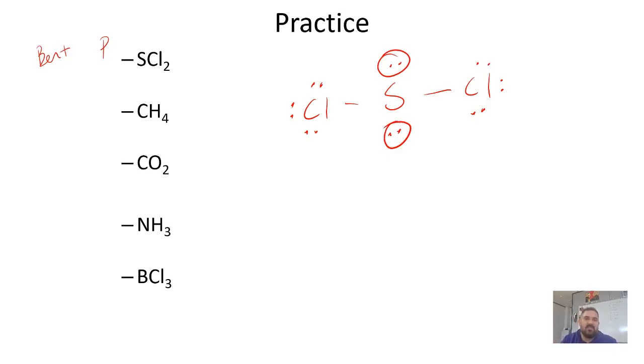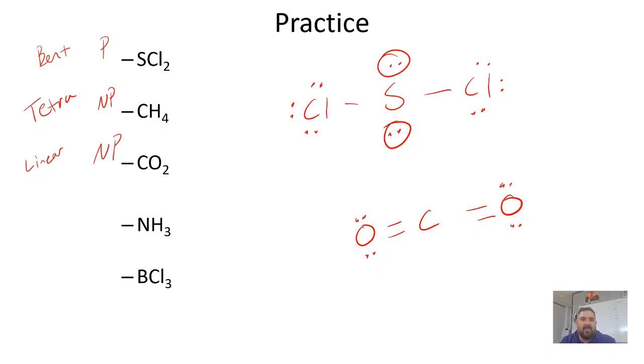Let's go ahead and look at the next one. So what shape is CH4? All right, this one's going to be tetrahedral, polar or nonpolar? Nonpolar. Next one is CO2. What's the shape? All right, linear is correct. So it's going to be carbon that's double bonded to 2 oxygens. You've seen me draw this probably 100 times today. And then polar or nonpolar? Nonpolar.